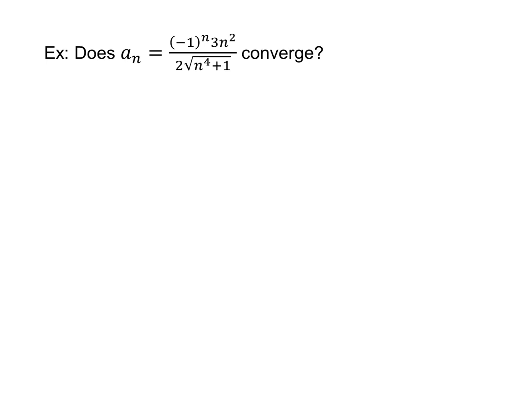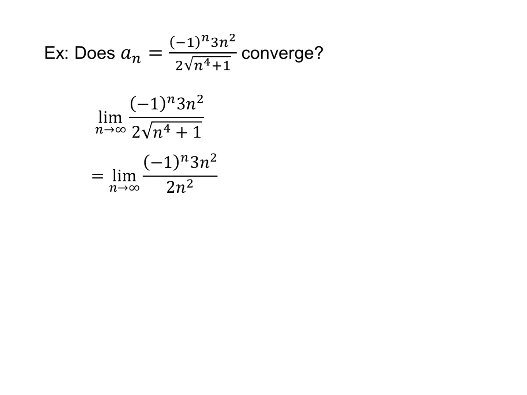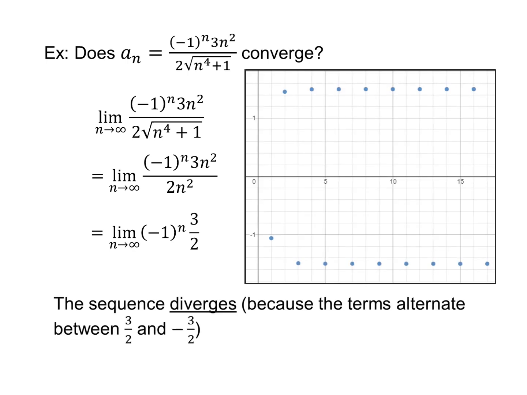Here's another sequence where the terms alternate positive and negative, but in this case, we'll see when we take the limit as n goes to infinity, the terms do not go towards 0. Compared to n to the 4th, that +1 is insignificant, so that becomes root n to the 4th, which is n squared. Simplify that down, and this becomes the limit of -1 to the n times 3/2, which means the terms are getting closer and closer to +3/2 and -3/2, alternating between the two. So we would say that this sequence diverges because we don't have a single value that we're approaching. We keep bouncing back and forth between positive and -3/2.